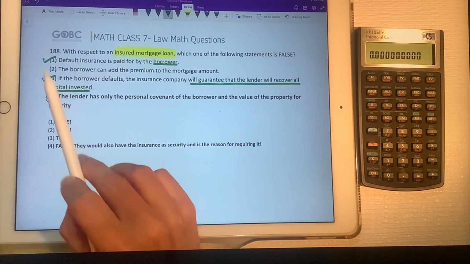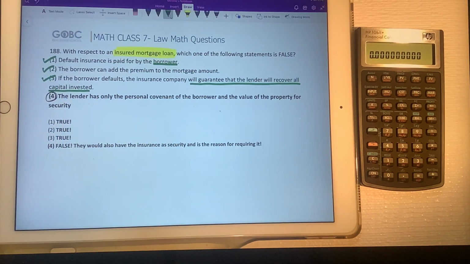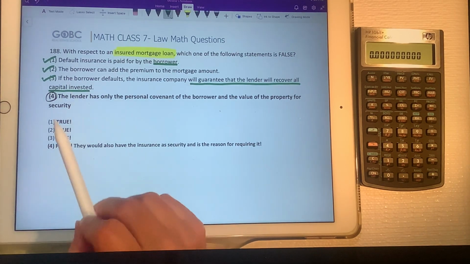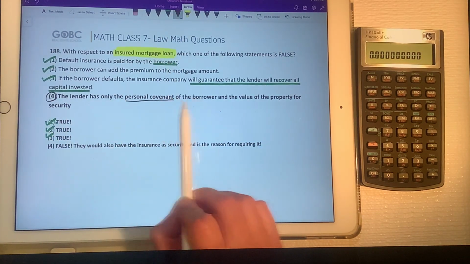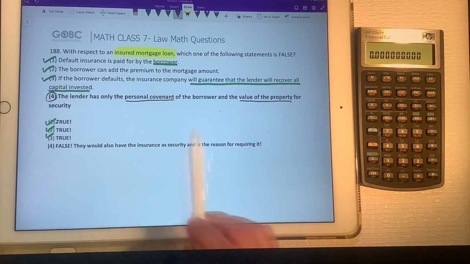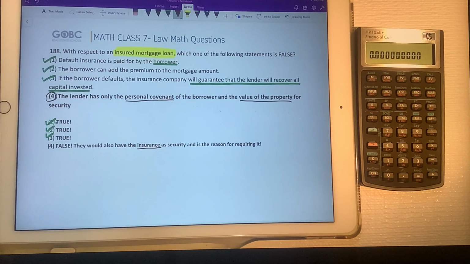Now, the borrower doesn't have to pay for the premium in a lump sum. They can just add it to the mortgage amount, as a bonus on that mortgage, and then they'll pay interest on it. Most people do this because premiums can be several $1,000s or more depending on how much the property is. Okay, so numbers 1, 2, and 3 are all true. Number 4 is false, because it's saying that the lender would only have the personal covenant of the borrower and the value of the property for security, and that's not true, because they would also have that insurance policy as security. And that is the reason why lenders require it, so that they can rely on that to regain the money, the capital that they've invested by giving that loan to the borrower.